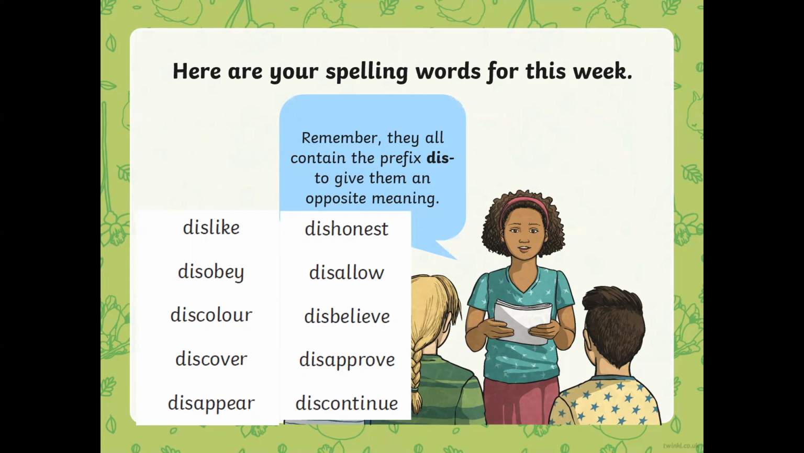Today's lesson is just to get to read the words and to write them down and just to familiarize yourselves with how they look. So either copy them down in pencil or use rainbow writing, because once you pick up a different colored pencil, it helps you remember the order of the letters. It will help you remember the words, okay? So dislike, disobey, discolor, discover, disappear, dishonest, disallow, disbelieve, disapprove, and discontinue. Okay, those are your spelling words for this week.